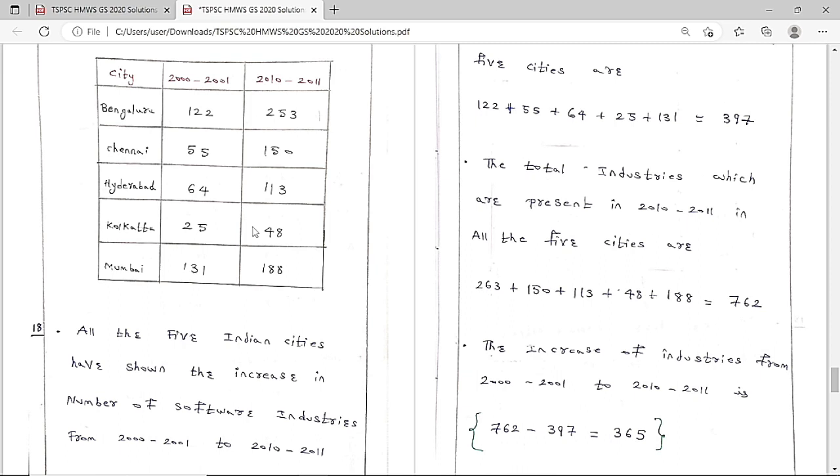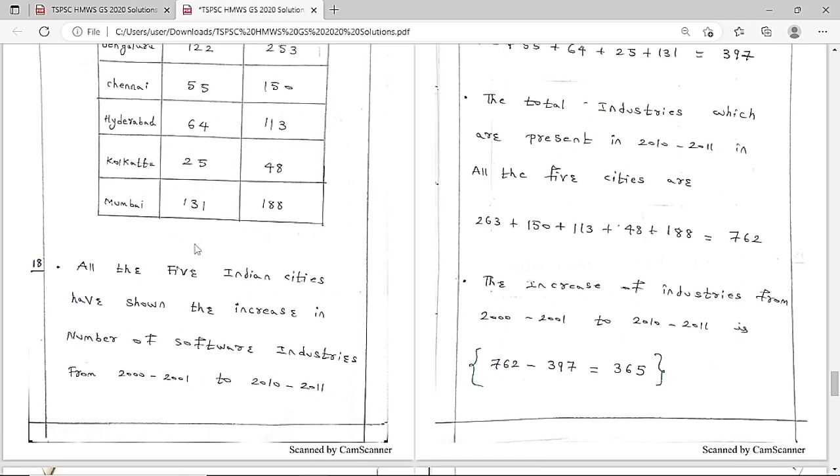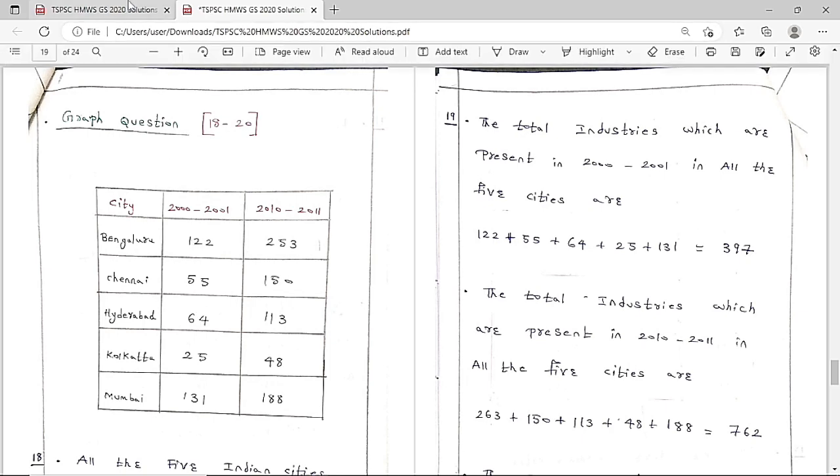So therefore, all the 5 Indian cities have shown an increase in the number of software industries from 2000 to 2001 to 2010 to 2011. So what is the solution? Yes, all the 5 Indian cities have shown the increase in the number of software industries. This is the correct solution of this question.